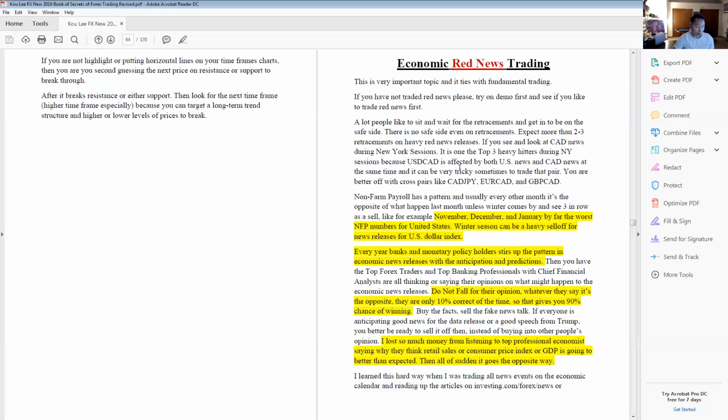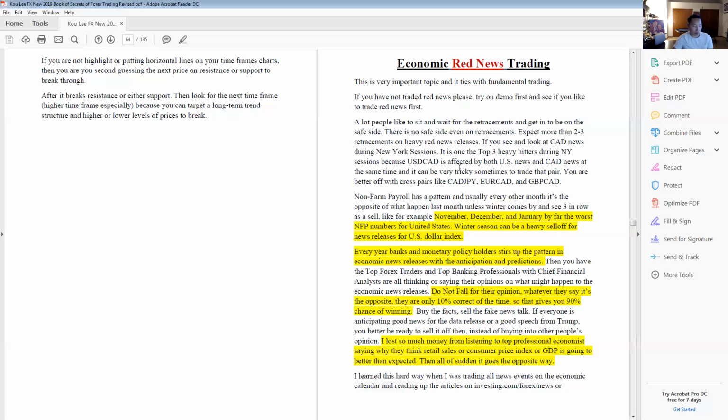When I started diving into and listening to them, they would say, well, we see good data coming out for the U.S. for non-farm payroll, and I'm like, well, if they're saying it's gonna be good numbers, I'm gonna buy it. Don't ever buy into their opinion. They are only like 10% correct, so that gives you a 90% chance of winning.